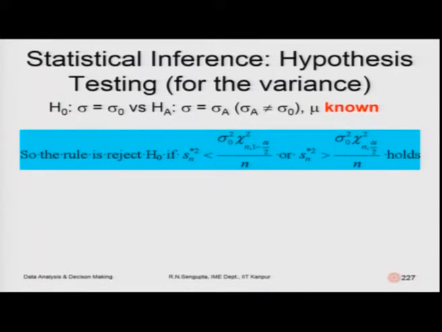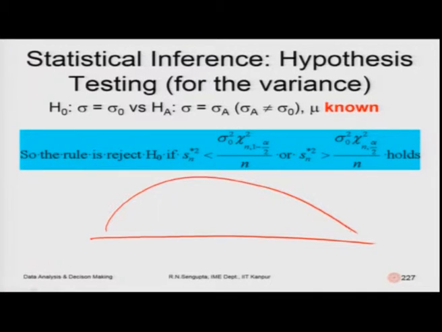Now, the final case under the statistical inference problem for hypothesis testing for the variance: under h naught sigma is equal to sigma naught and under h a sigma is equal to sigma a, but in this case sigma a is not equal to sigma naught, and the mean value of the population is known. So, let us draw the distribution. You have two values. This would be chi square. I will first write down the chi square. Obviously, you are not losing any degrees of freedom because the population mean value is known. So, you can safely use n.